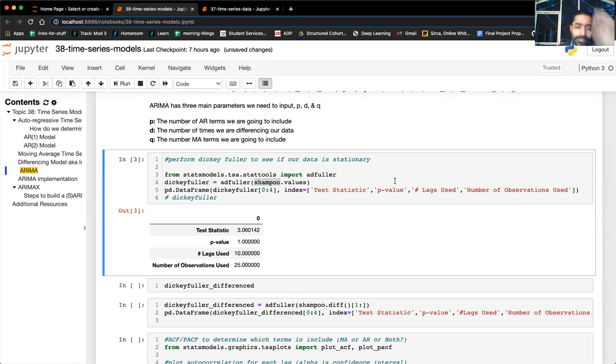If we run this test and the p-value is less than 5% as we want, does that mean it's definitely stationary, or can it still not be? Yeah, if you have a p-value below 5%, it's stationary enough. You can probably never find a perfectly stationary data set, but as long as the p-value is below 0.05, it'll be stationary enough.